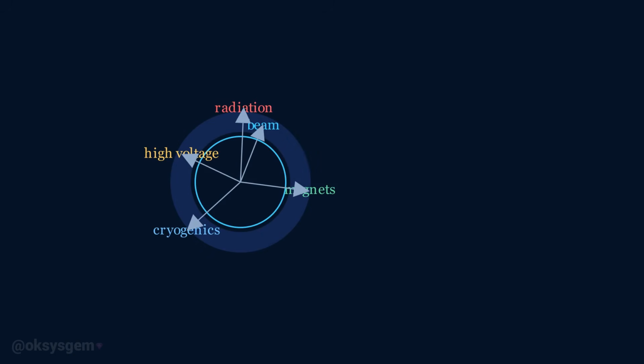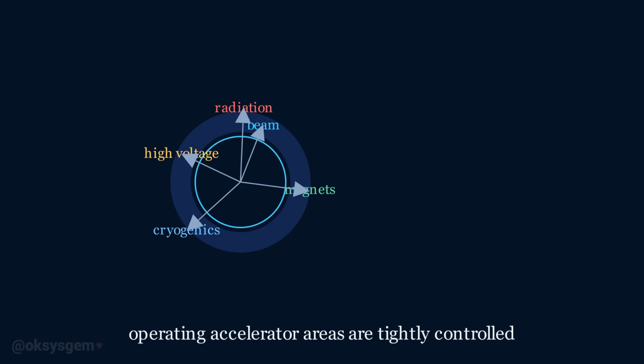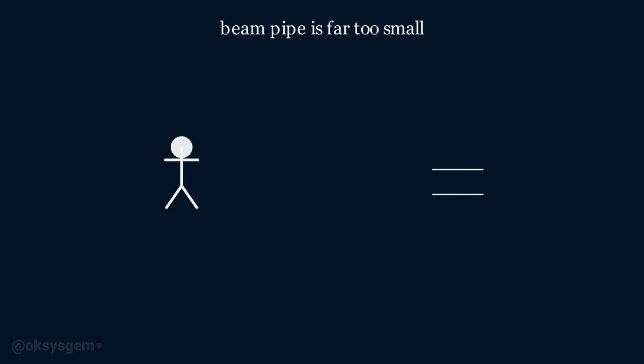A particle accelerator is not a giant empty tunnel that happens to contain a few invisible protons. During operation, the accelerator environment includes intense beams, powerful magnetic systems, cryogenic equipment, high voltages, and radiation produced by particle interactions. Access to relevant areas is tightly controlled, and the machine is designed so people are not present where operating beams could expose them. The beam pipe itself is also far too small for a person in the first place.